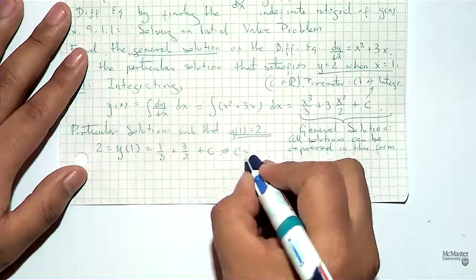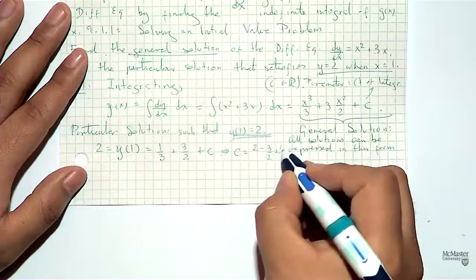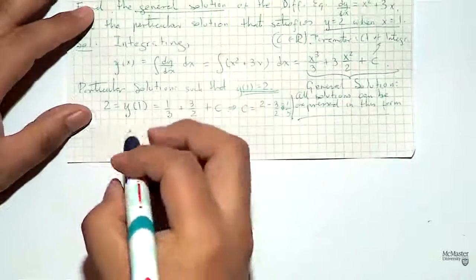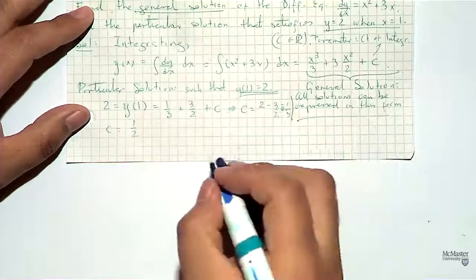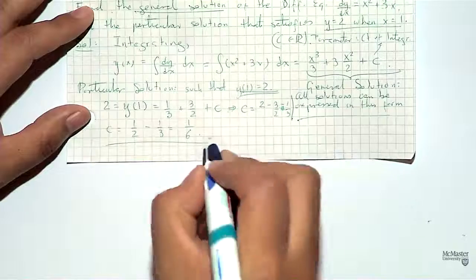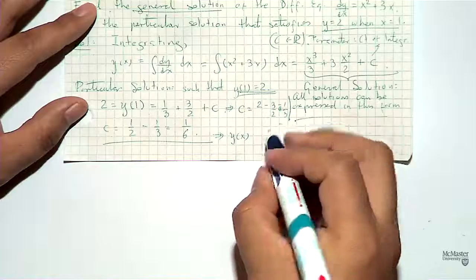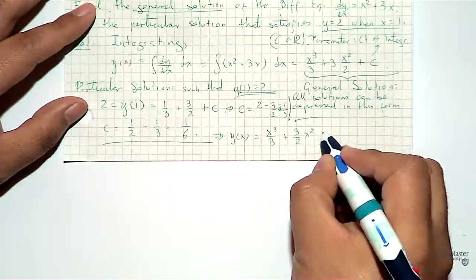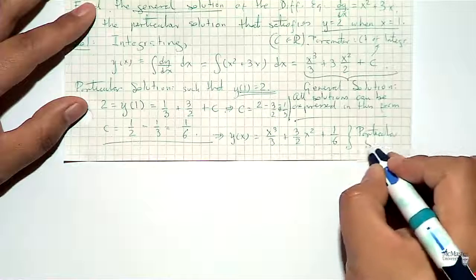So basically c is equal to 2 minus 3/2 minus 1/3. I have to make a division between this. So here I would have 1/2, making the difference between these two, and then minus 1/3. So if you do the fraction, you have 1/6. So that would be the constant. And then the particular solution would be, in that case, x cubed over 3 plus 3/2 of x squared plus 1/6. So this is the particular solution.